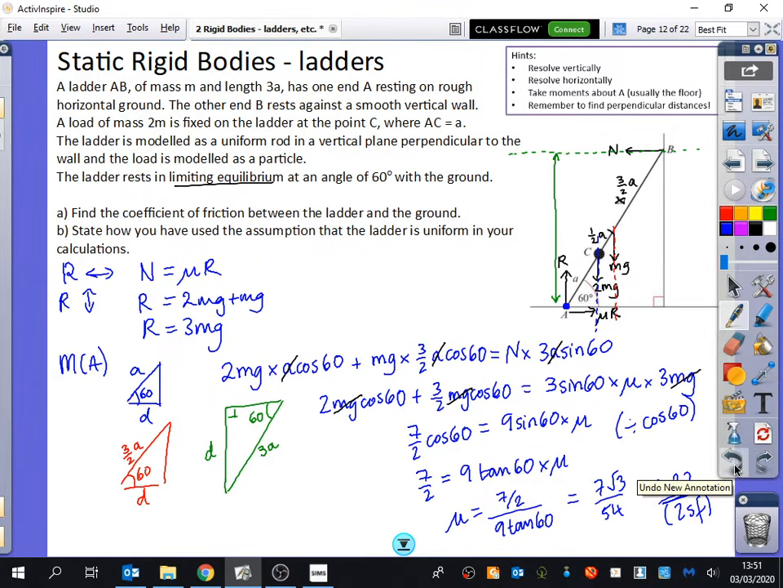That's part A of the question. And then part B would just be a 1 mark. State how you've used the assumption that the ladder is uniform in your calculations. Good. Weight acts at the centre of the ladder. 1 mark.